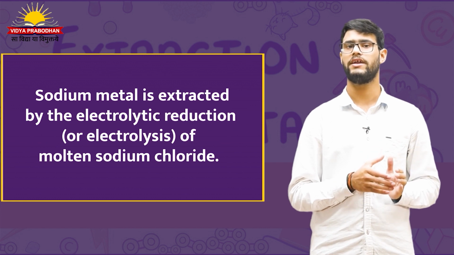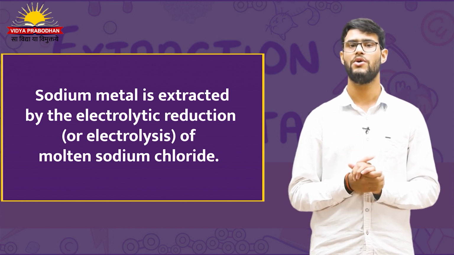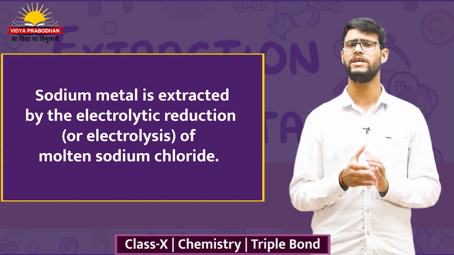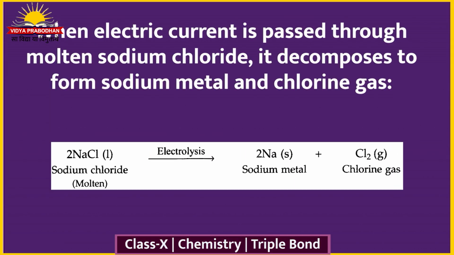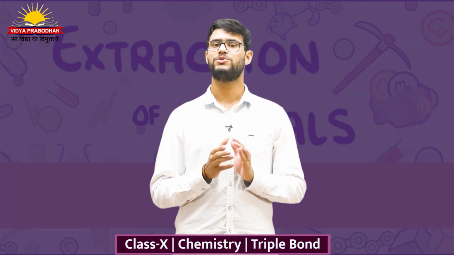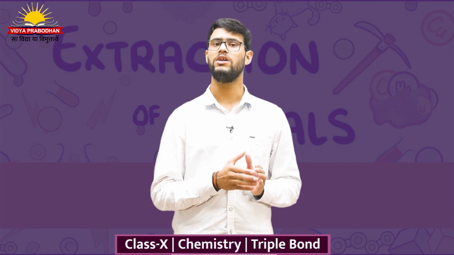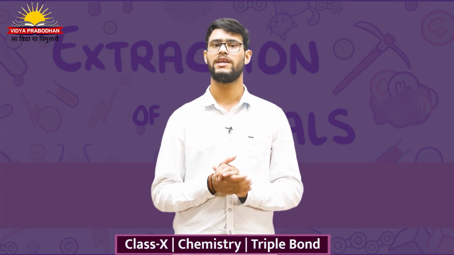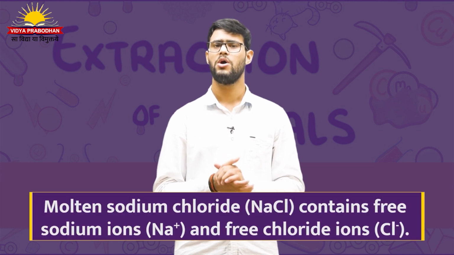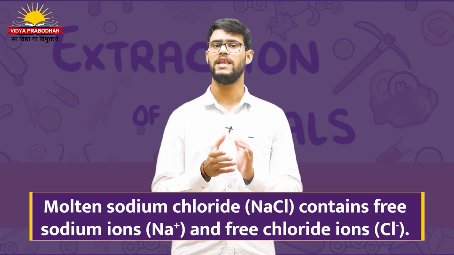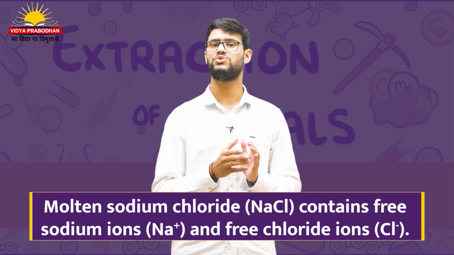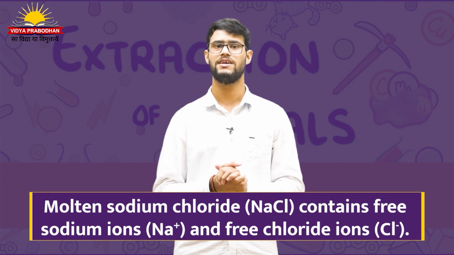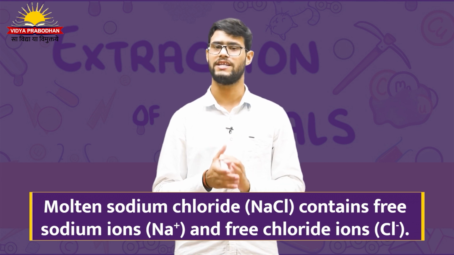Sodium metal is extracted by the electrolytic reduction or electrolysis of molten sodium chloride. When electric current is passed through molten sodium chloride, it decomposes to form sodium metal and chlorine gas. The formation of sodium and chlorine by the electrolysis of molten sodium chloride can be explained as follows. Molten sodium chloride, that is NaCl, contains free sodium ions, that is Na+, and free chloride ions, that is Cl-.